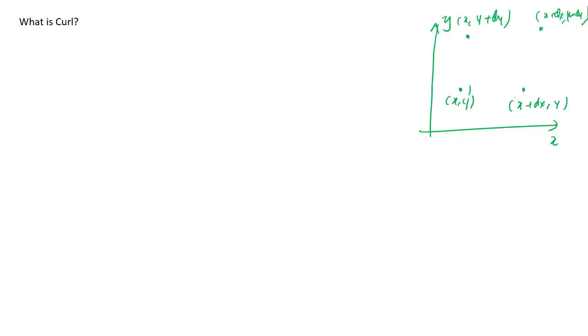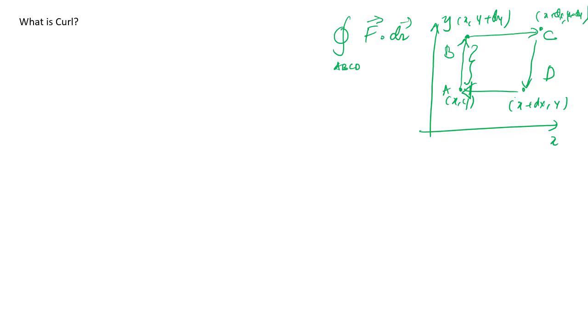Let's say that vector field is f, along a path that goes from point A here to point B, and from point B to point C, and from point C to D, and back to A. So I want to perform this integral over path ABCD. If I want to do that, dr over ABCD, then first let me consider just the AB segment.